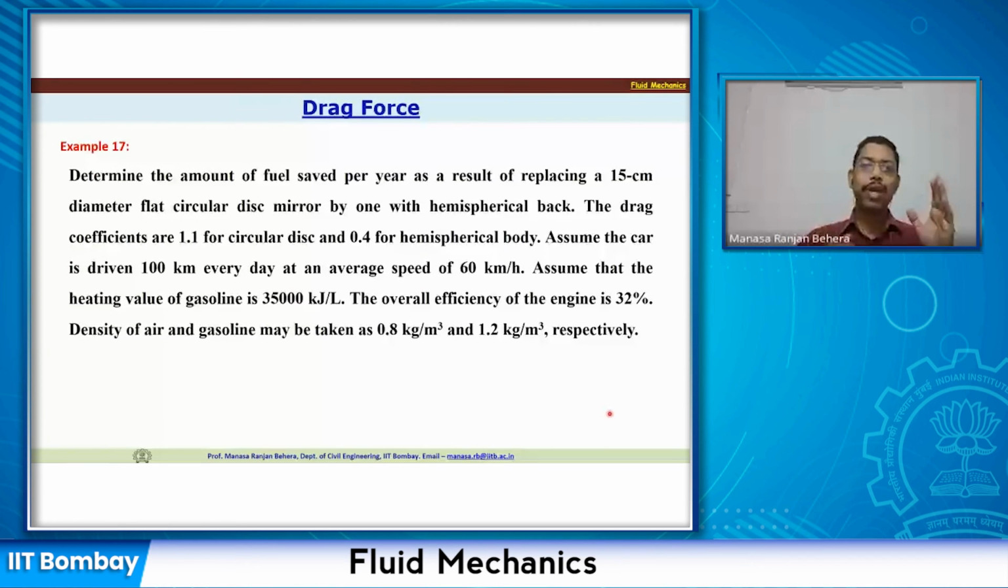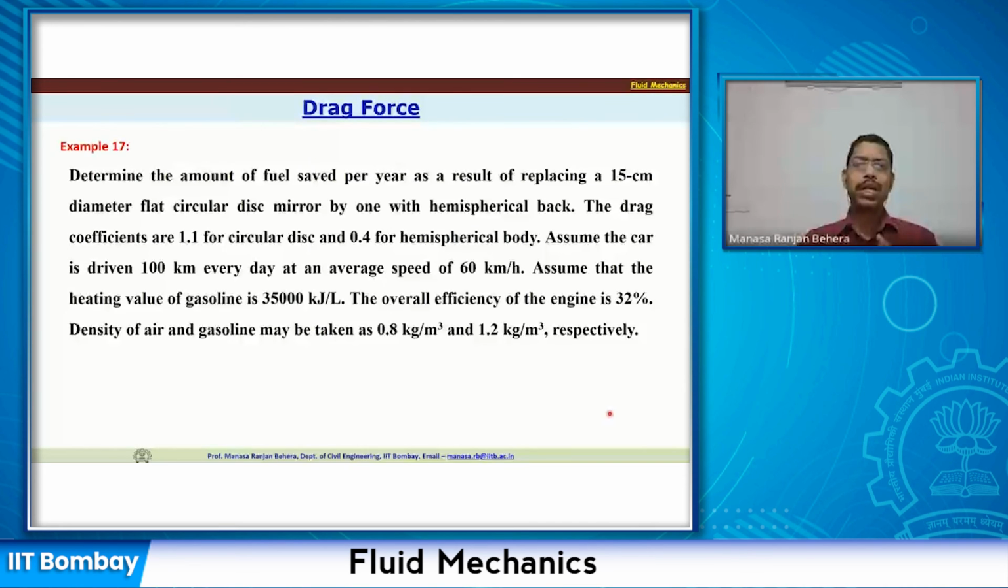So the drag coefficient for a circular disc is given as 1.1 and for the hemispherical body it is 0.4. And assume the car is driven 100 kilometers every day at an average speed of 60 kilometers per hour. Assume that the heating value of gasoline is 35,000 kilojoules per liter and the overall efficiency of the engine is 32%. So now here it is moving in the air. So the densities of air and gasoline are given, which are 0.8 kg per meter cube and 1.2 kg per meter cube respectively.